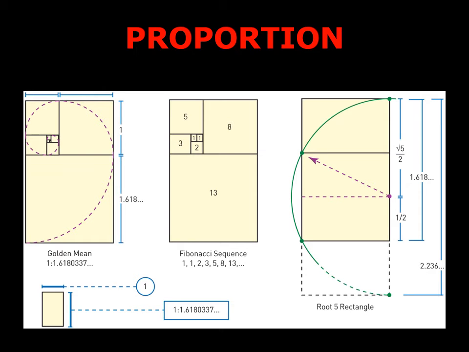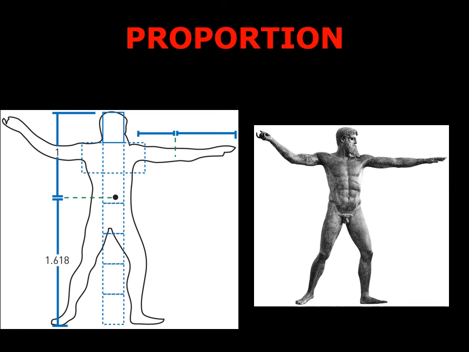So here's a little more breakdown, so that it gets kind of math heavy on what the Greeks came up with. So there's the golden mean, and at the same time, on the right side, the root 5 rectangle, which all sort of becomes important for creating human figures, and they also applied the measurements into the architecture, that being the Greeks.